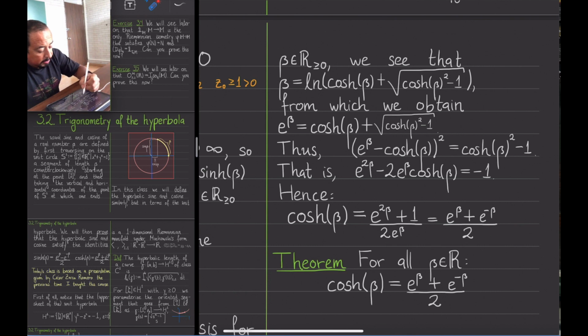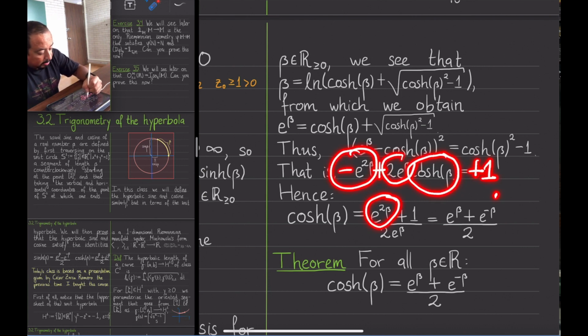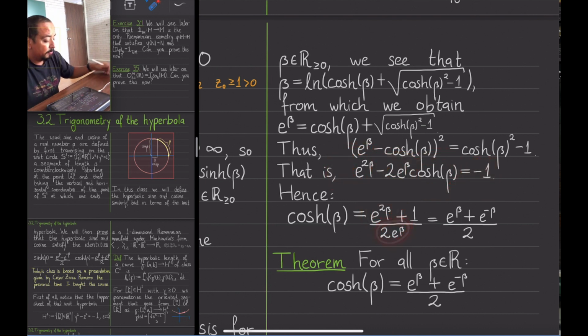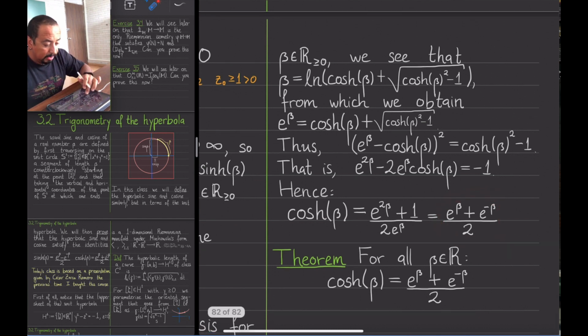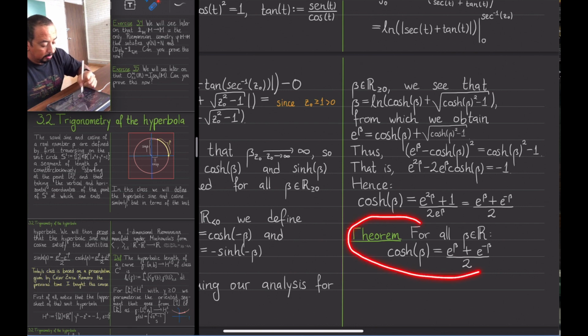Okay, and then multiply by minus 1, so you get plus here, and then solve for hyperbolic cosine. So here it's 1, and then this one goes to the right, this one goes to the right, and then you divide by 2 times the exponential of beta, and so we arrive at this well-known formula.